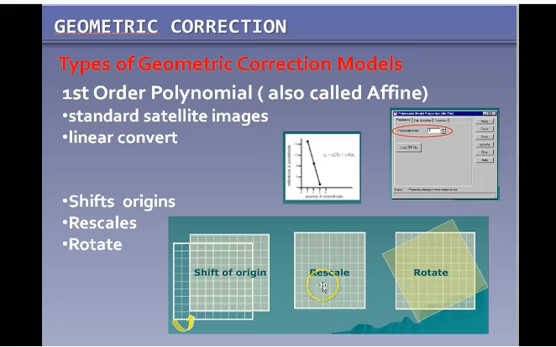It can also rescale the image, so it will give us the appropriate bounding box on the ground for this image, and it also allows us to turn or rotate the image. But that's all that the first order polynomial can do. It cannot do any actual stretching or warping of the image. So this would really only be appropriate in incredibly flat areas for small image swaths, where you're not worried about the curvature of the earth.